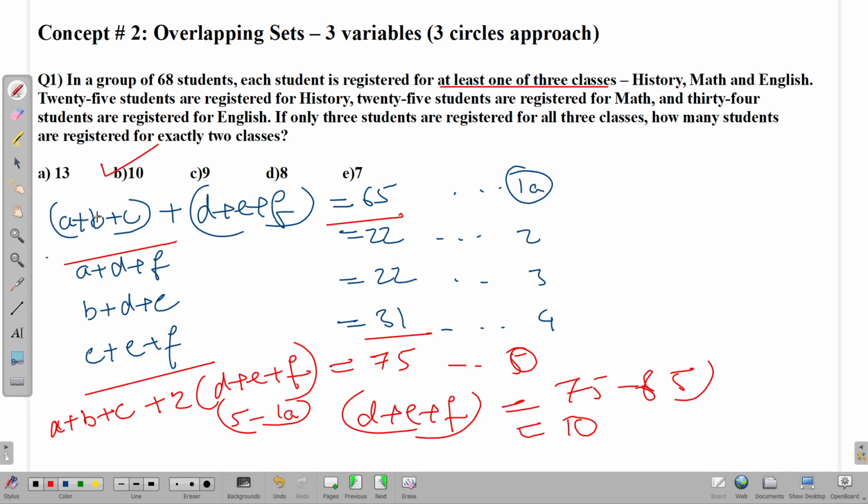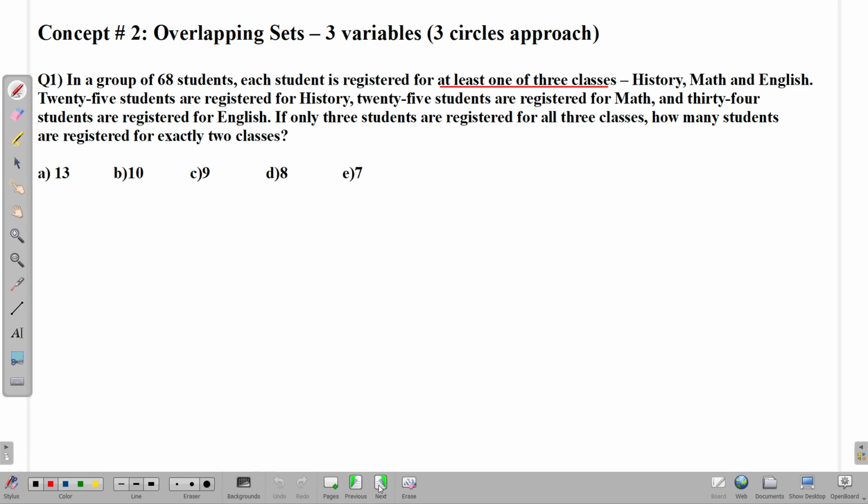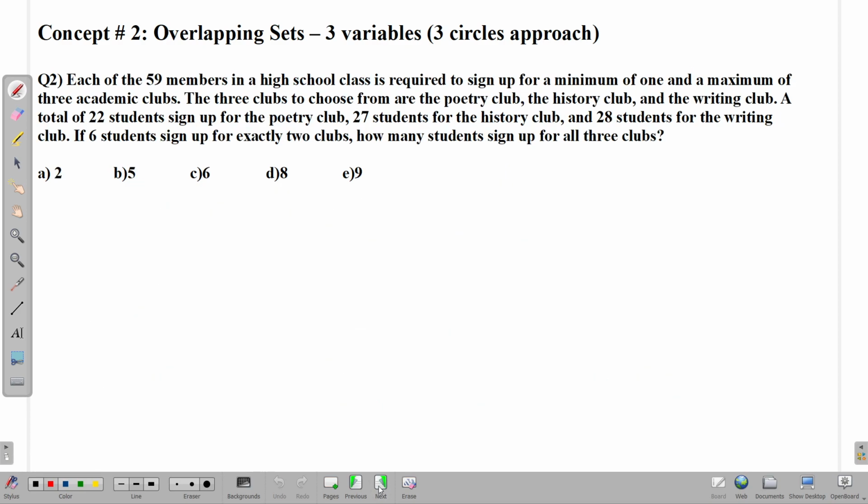This is also a GMAT question, so I've got 5 options rather. Okay, so let's continue further. I did not need these slides. Very good. So I'll just move on.